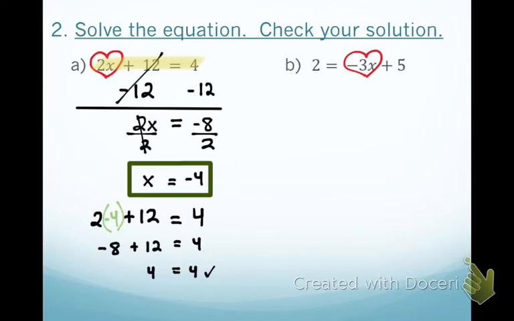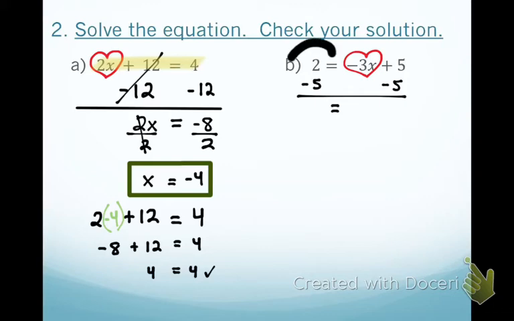Maddie, what else is not allowing the x to be by itself? Add by 5. How do I get rid of add by 5? What's the opposite? Okay, we're going to do the inverse operation. What's the inverse operation of add by 5? Subtract by 5. And remember, class, what you do to one side, you must do to the other side. Very good job. Let's drop down that equal sign.